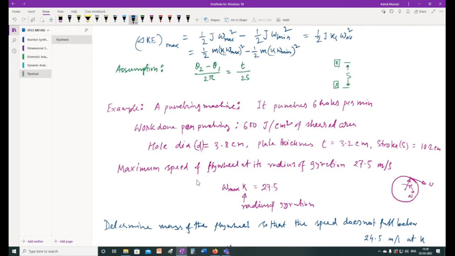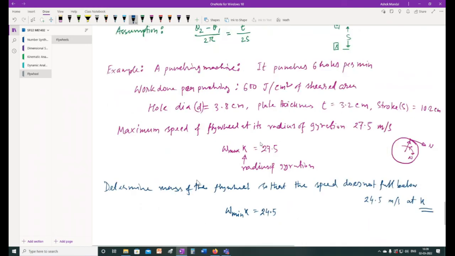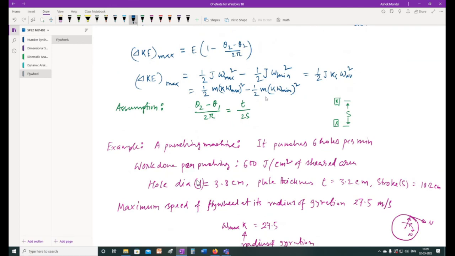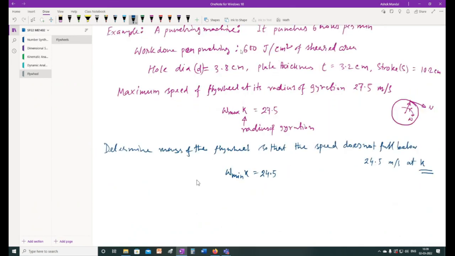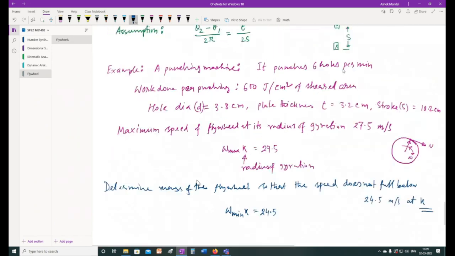Then these two data, this data and this data, are given: 27.5, 24.5. These two data are given, so we need to find out what is m. If we know this maximum fluctuation of kinetic energy, let us now find out that. If we can find it out, then we are done. So here, what we need to do, we need to use that there are 6 holes per minute. We have to use all of these things.